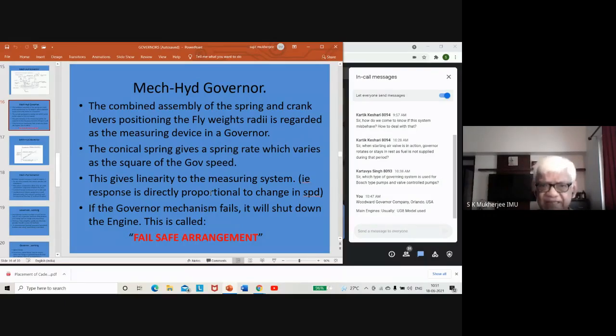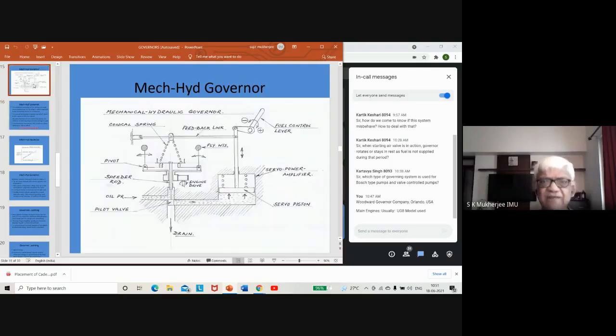If the governor mechanism fails, it will shut down the engine. This is called fail-safe arrangement. Now, in a governor, what can fail? Mostly, it is the oil pressure that is keeping the fuel rack in a certain position. If this oil pressure fails, if some pipe ruptures, or the gear pump which is building up pressure fails, or if the regulating valve spring fails, the oil pressure in the system will drop. Or if from somewhere the gasket has leaked out, the oil will leak out.